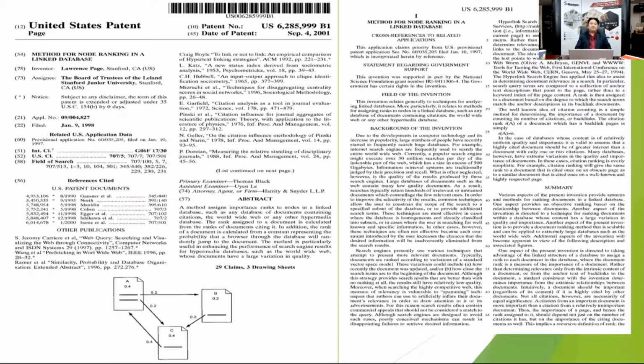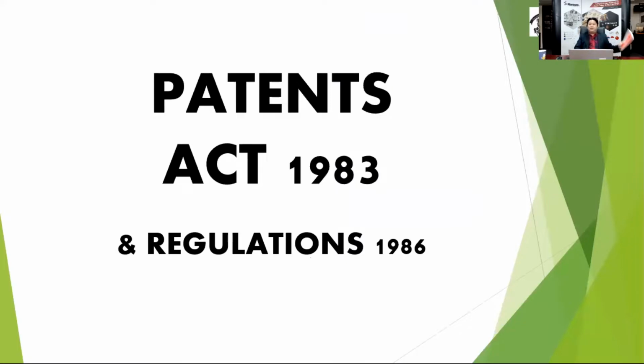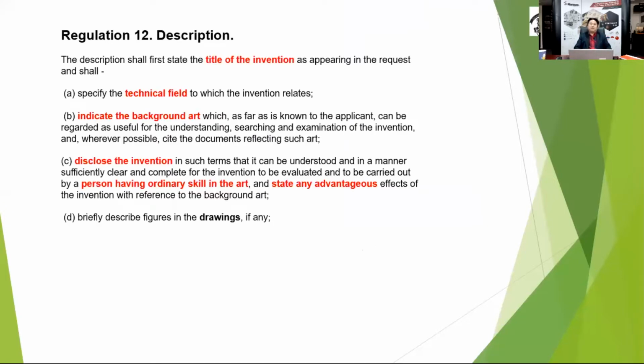Okay, this is one example of a US patent. You see, it consists of the description, the drawings, etc. All right. So let's look at the Patent Act 1983 and see what it requires us to do. Under regulations, wait, this is what, sorry.